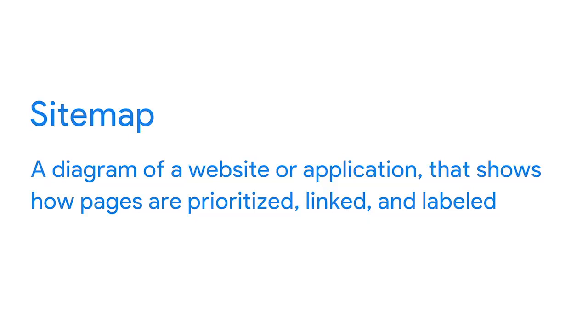Hello again. You're well on your way to understanding how information architecture comes into play for websites. It's time to take everything you've learned about website structures and put it into practice. In this video, we're going to discuss how to incorporate clear information architecture into your designs using a sitemap. A sitemap is a diagram of a website or an app that shows how pages are prioritized, linked, and labeled.